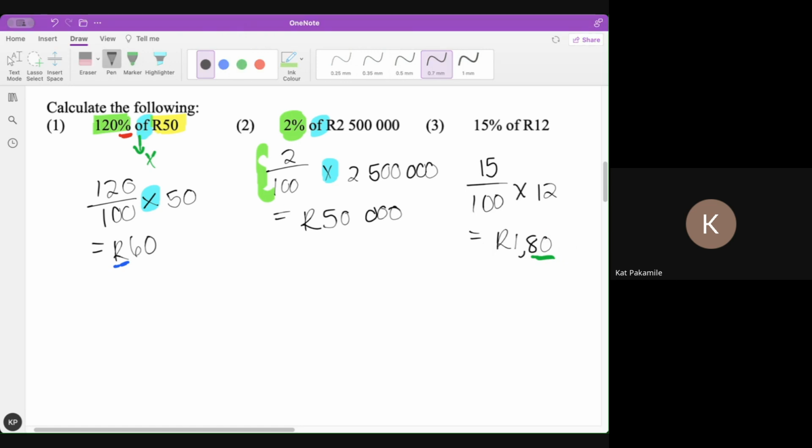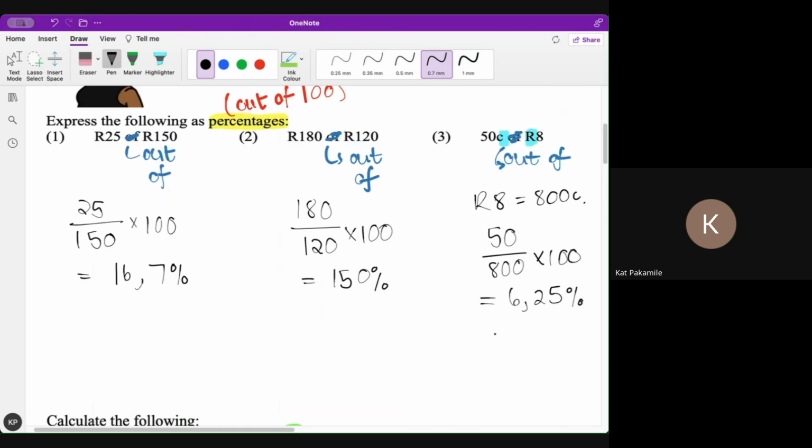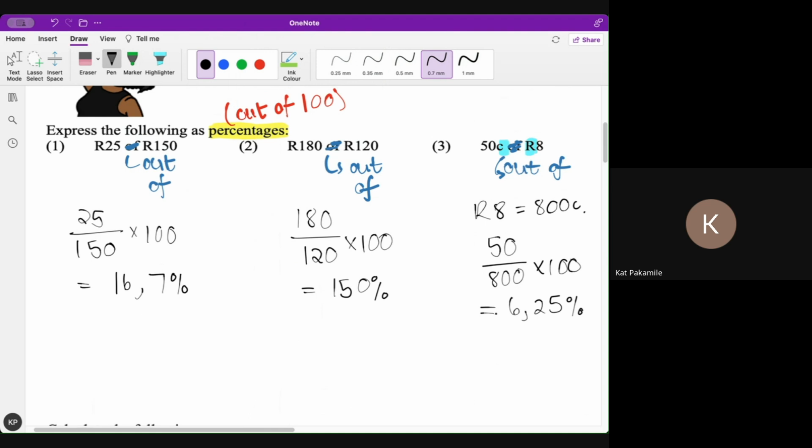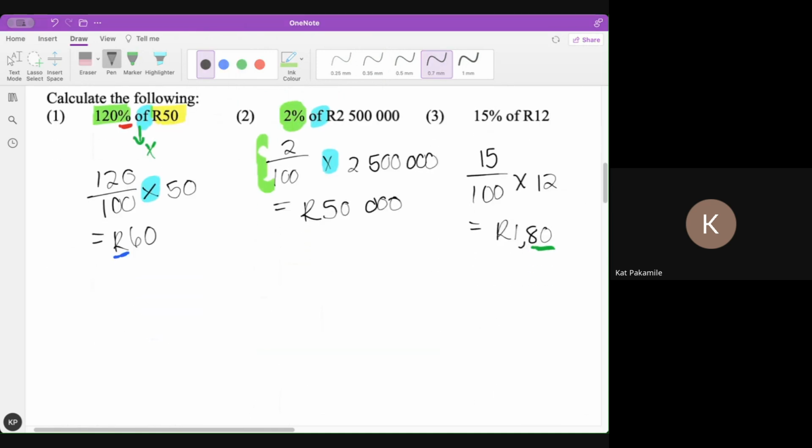All right, can I have a thumbs up, thumbs down? Do you guys see the difference between "out of", when you need to work out percentage, and "of", when you've been given percentage and you need to work out amount? Wonderful, wonderful.